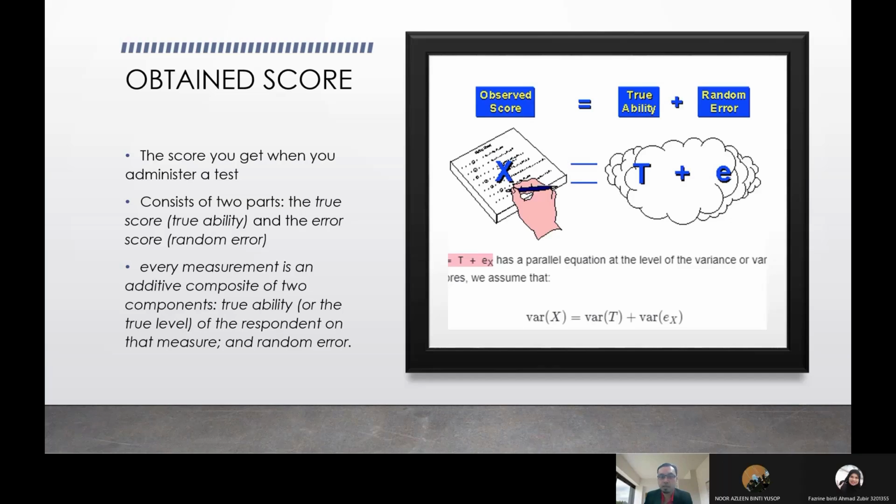So memang ada calculation lah untuk observed score ni. Usually kita akan guna variance X equals to variance T plus variance E, X for the error.